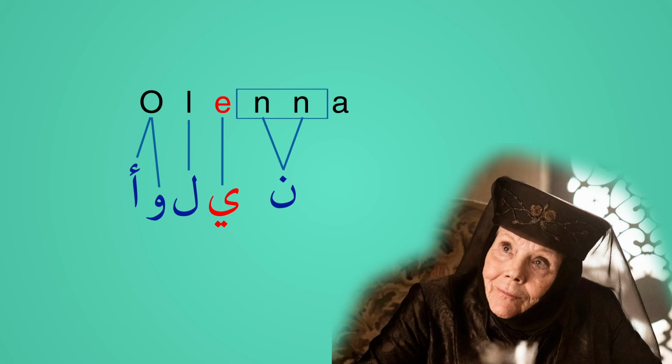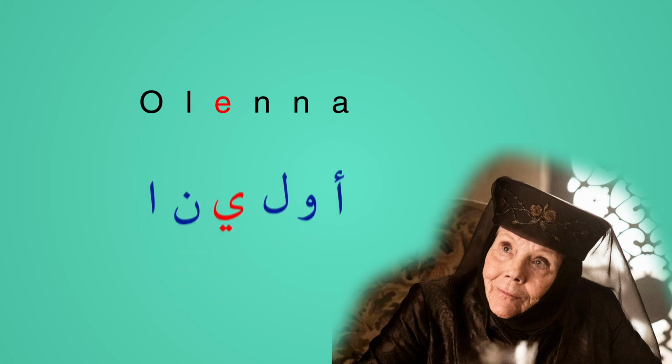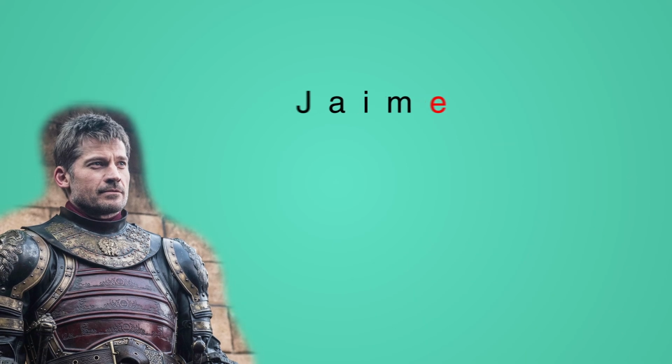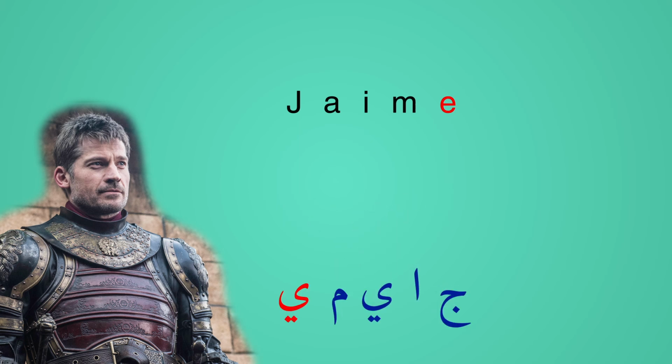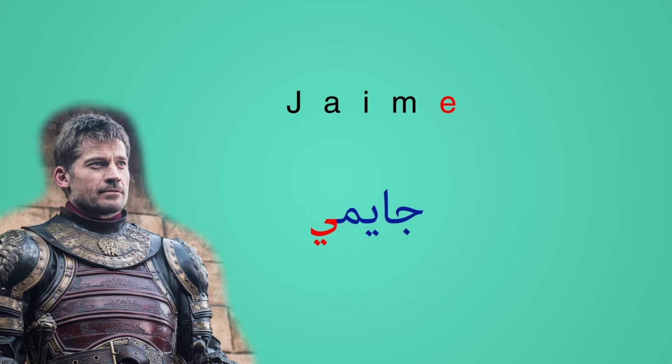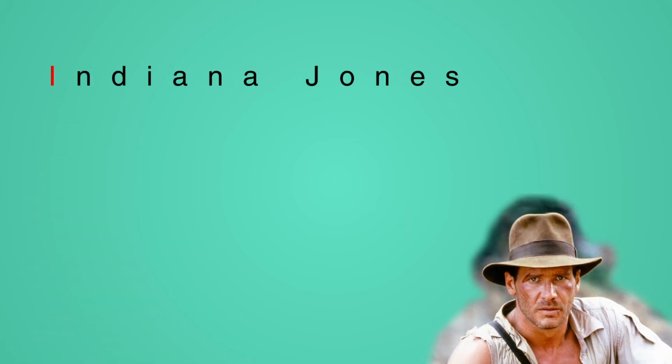Again, double letters will be transcribed into a single letter. Olena. If it's at the end, it is transcribed with a long vowel ya. And finally, with the vowel I, it's exactly the same as with the vowel E. If it's at the beginning, it is transcribed with alif hamza and with the long vowel ya.